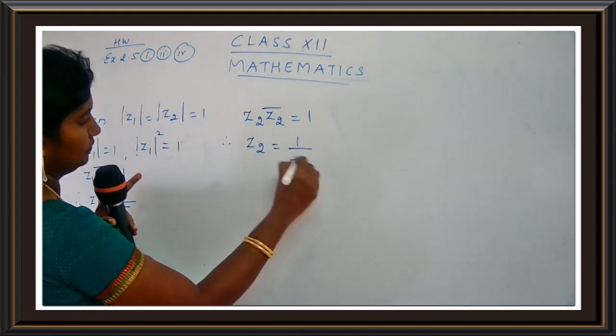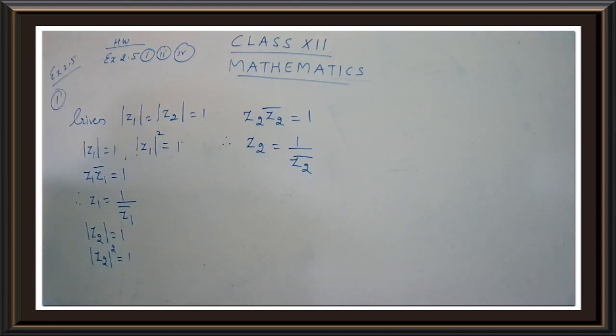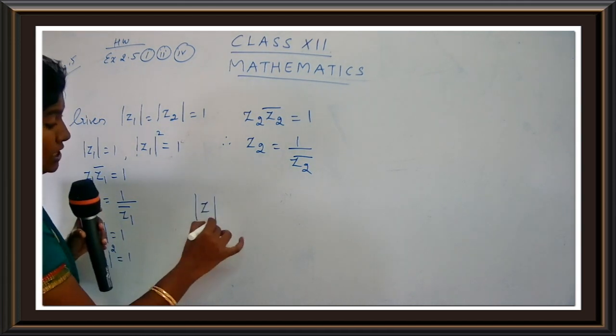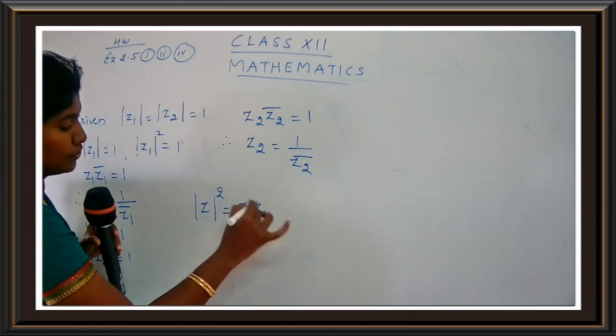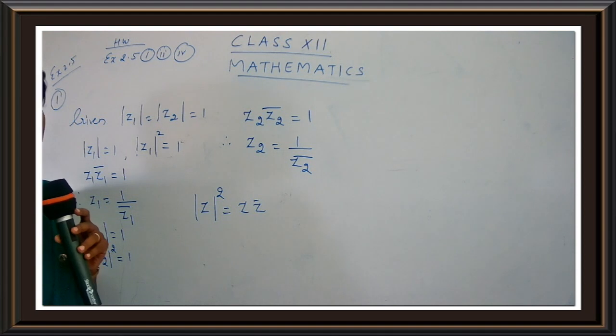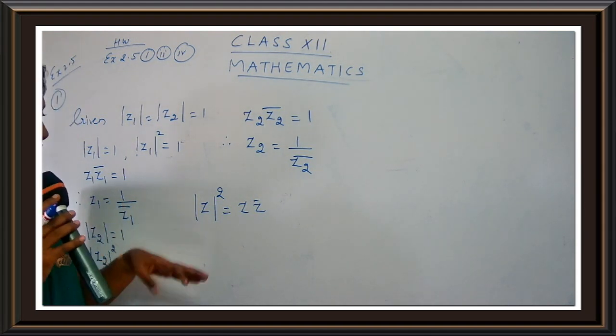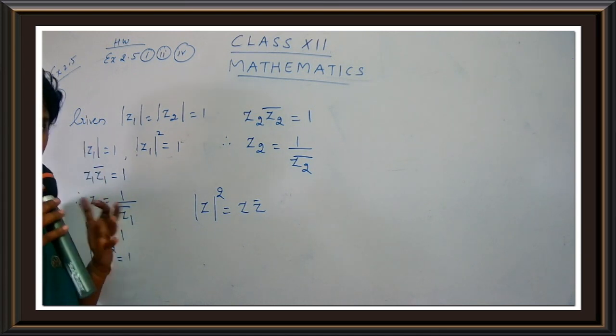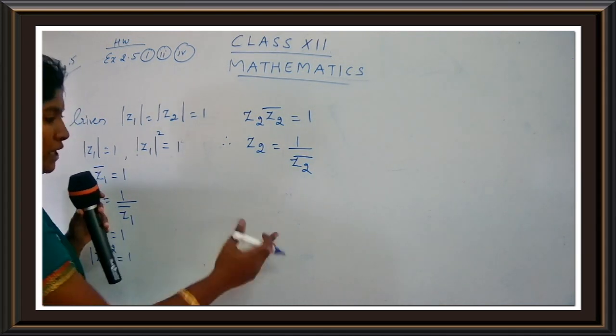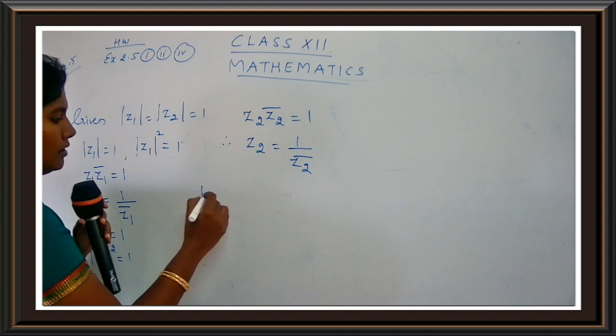So we have found the value for Z1 and also the value for Z2 using the first property. What was the property? Modulus of Z square is equal to Z into Z bar. So we'll go on learning, children. Whenever you apply the property, it is easy for us. See, we have done 3 sums and we have used 3 properties. For the first one we used modulus of Z1 upon Z2 is equal to modulus of Z1 upon modulus of Z2.